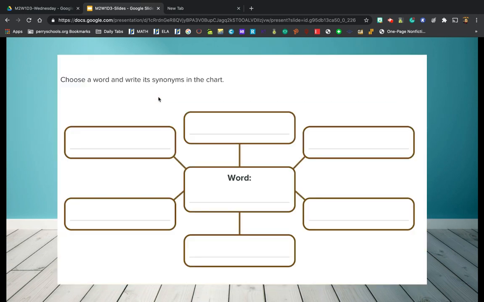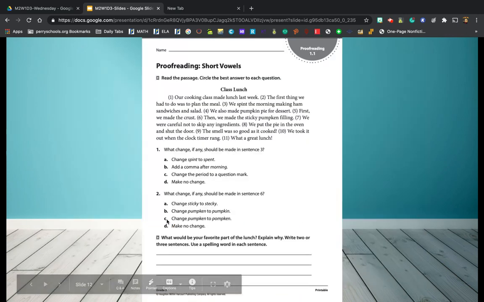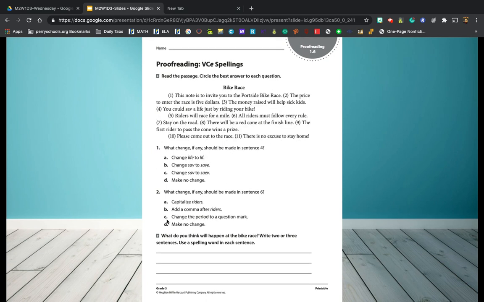Then it says to choose a word and write its synonyms in the chart. So you have a list in the directions for this part of your assignment, and there is a list of different words. You're going to pick one of those words, and you're going to fill in the synonyms for these empty spaces. Finally, you will watch a video on proofreading, and then you will proofread your own paper.